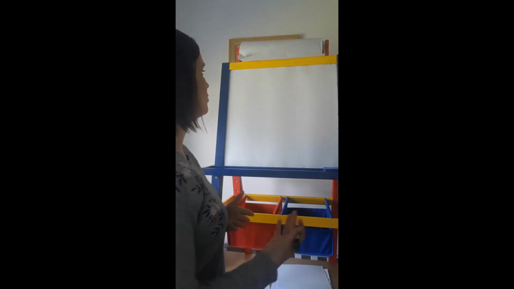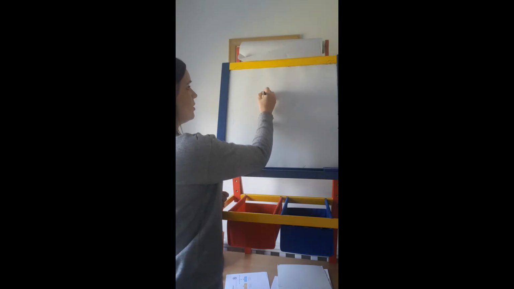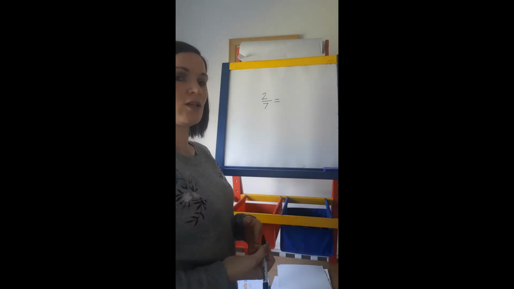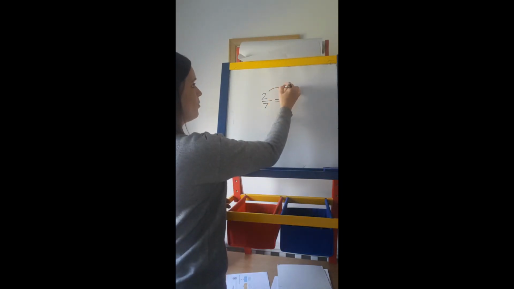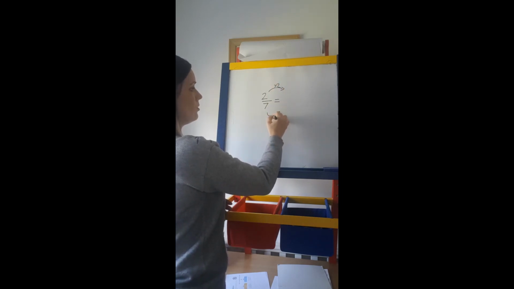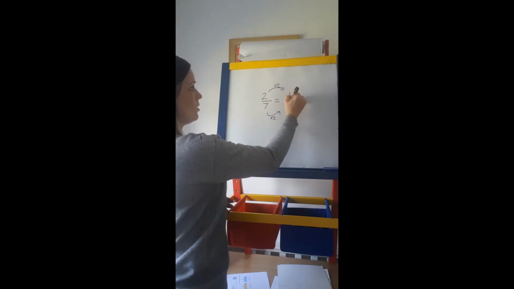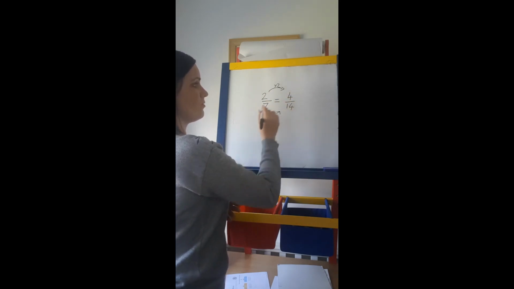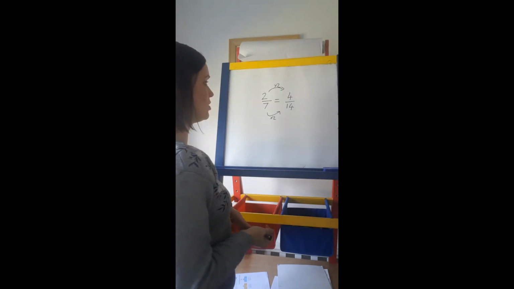Here's some examples using something other than doubling and keeping things equivalent for half. You could do it with anything at all. So you could have a fraction like 2/7, and to find an equivalent fraction to 2/7, you could multiply the top and the bottom by 2. You double them both. 2 times 2 is 4, and 7 times 2 is 14. So 2/7 and 4/14 would be equivalent to each other.